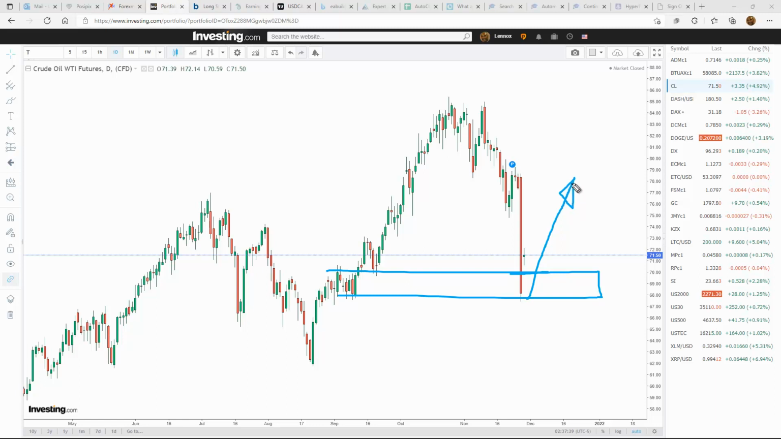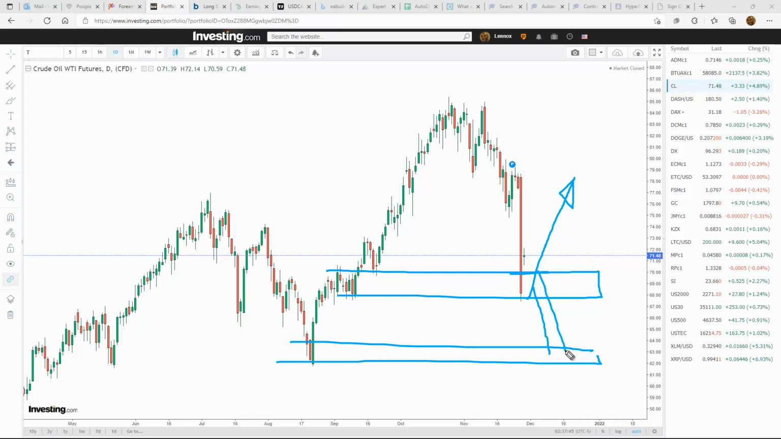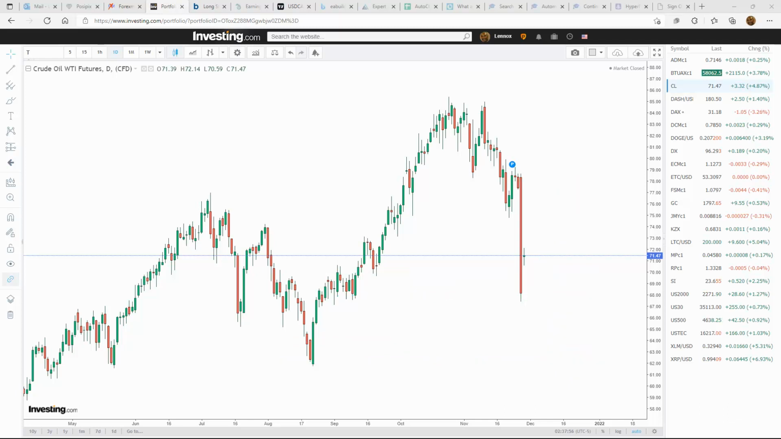and it looks like we might be done this move and could be looking for a push back to the upside. If we breach this and continue down, of course, if we come back down into this area, then all bets are off and we're still going to be heading down. But I don't see that happening. I think we're going to more than likely turn around imminently anyways. So okay, that's looking at that for oil, a possible turnaround this week.